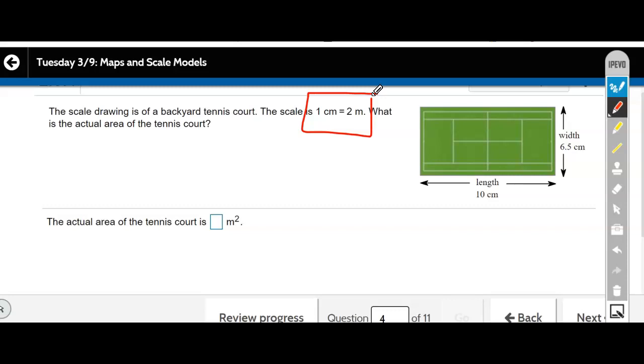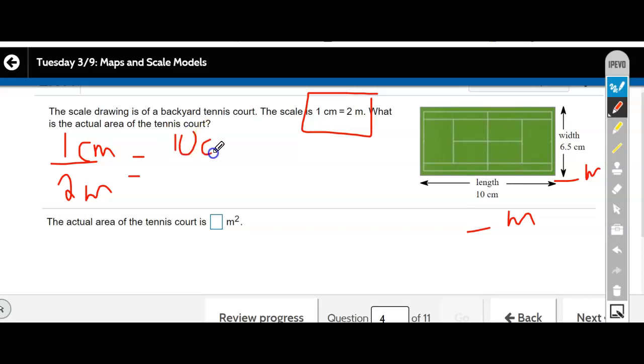Noah? Do what? No, I just couldn't hear you. I'm not saying you were wrong. We want to convert what? In order to find the area of the tennis court in real life, I need to know what? Don't everybody jump at once. Right. What is the length in meters and what is the width in meters? So I got to convert both of those.